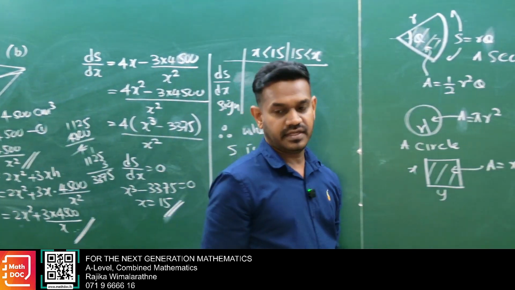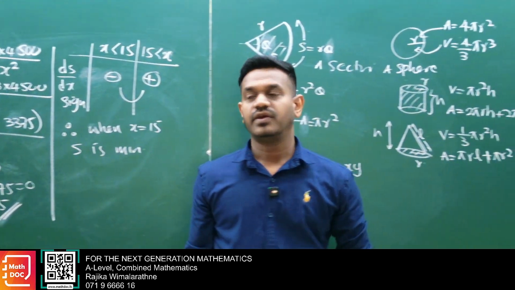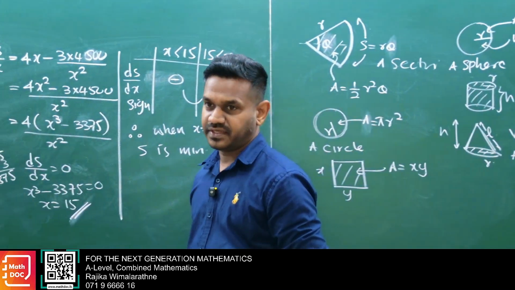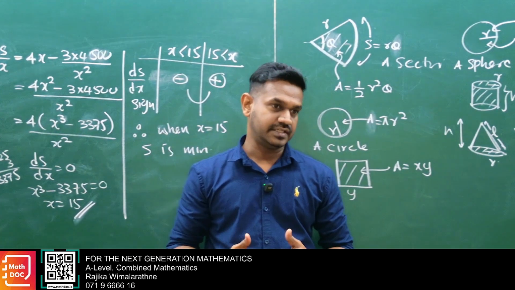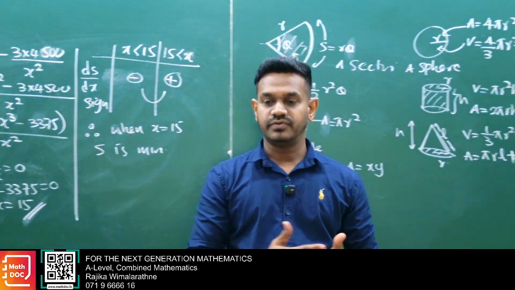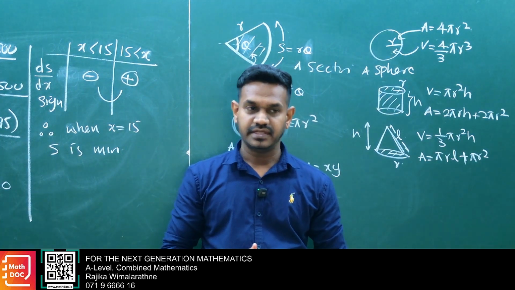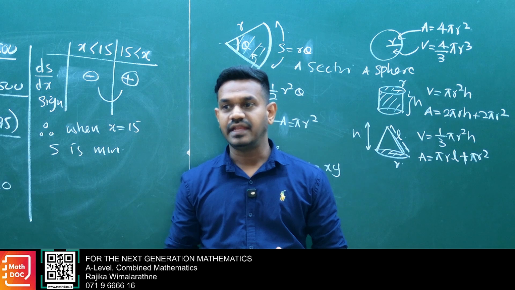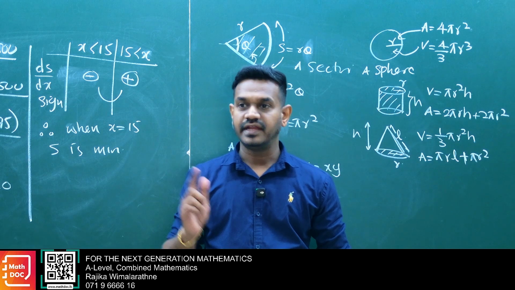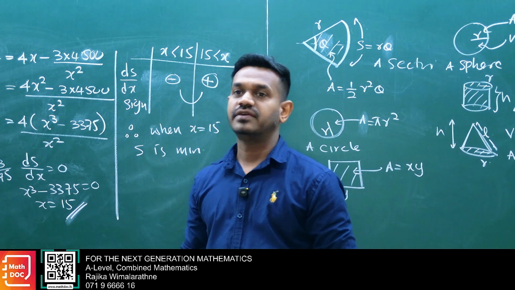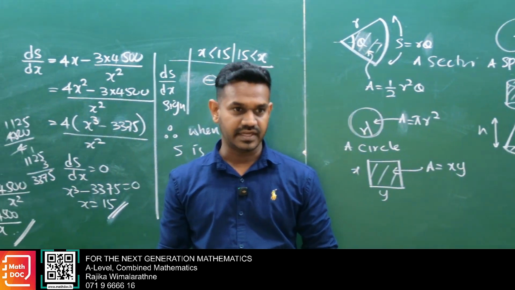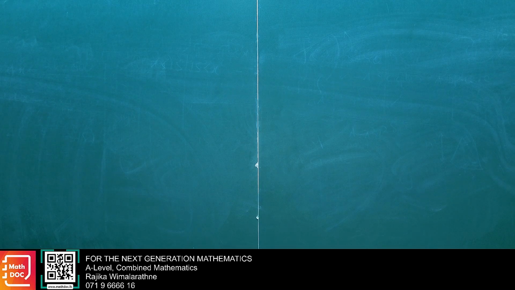Okay, then you analyze that all sections are similar types. First we have to build the function, then convert that into a single variable, then differentiate and equate to 0, then find the critical value. Finally you have to check the sign of the derivative.